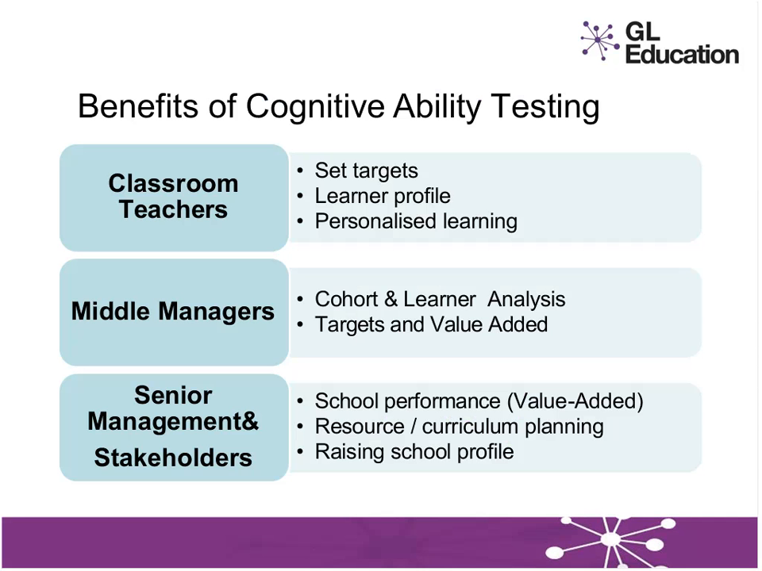And the benefits of CAT testing are different for different roles within the school. So, for example, for classroom teachers, the information that comes out of CAT tests will obviously help the classroom teachers to set targets and have a much better understanding of that learner profile, and therefore to provide personalised learning in the classroom. The middle managers may find it more useful from a cohort and learner analysis side of things, and also for measuring value added and for setting targets at more cohort level.